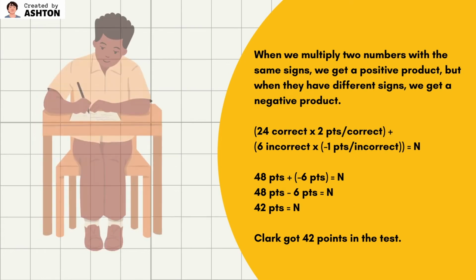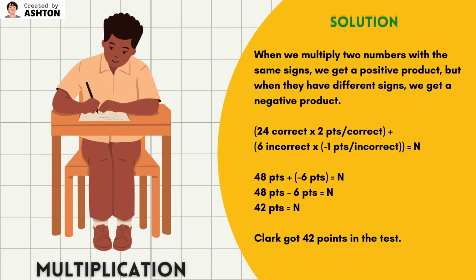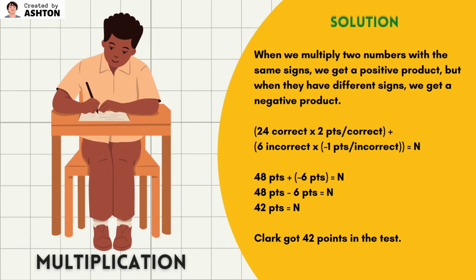When we multiply two numbers with the same signs, we get a positive product. But when they have different signs, we get a negative product. 24, which are how many questions you got correct, times 2 points, which are how many points you get for every correct answer, plus 6, which are how many questions you got incorrect, times negative 1 point, which is how many points you are negated for every incorrect answer, equals N.